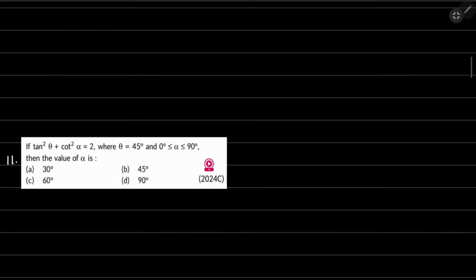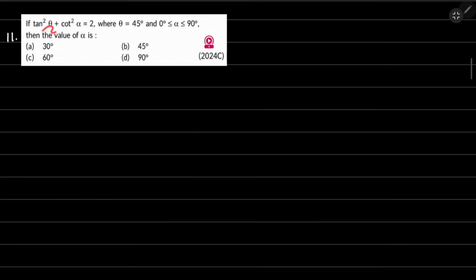Let's move to the 11th question. If tan square theta plus cot square alpha is equal to 2, where you're given theta is equal to 45 and alpha is greater than or equal to 0 and less than or equal to 90, find the value of alpha: 30, 45, 60 or 90. But you're given theta is equal to 45. So let's substitute the value and find out what alpha is.